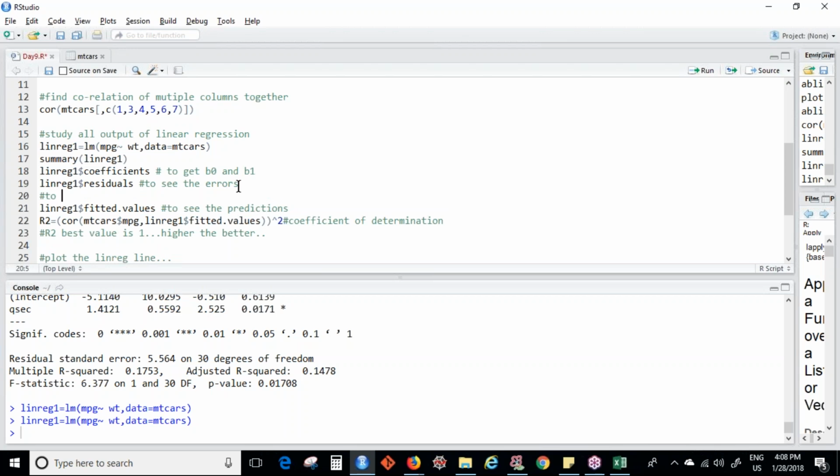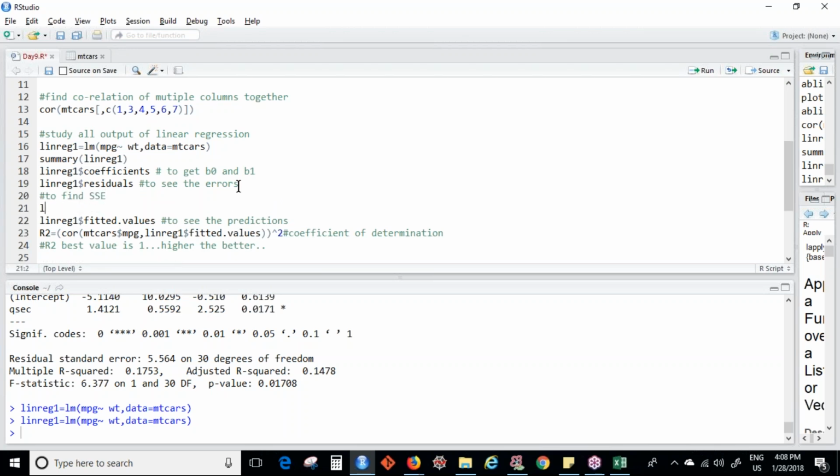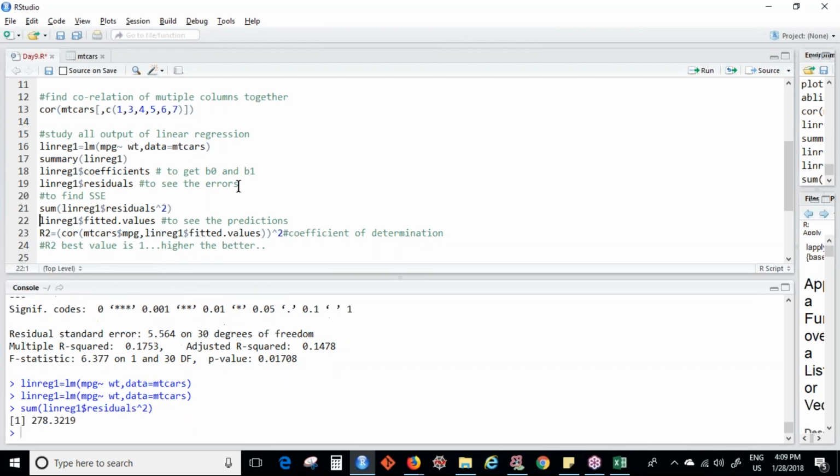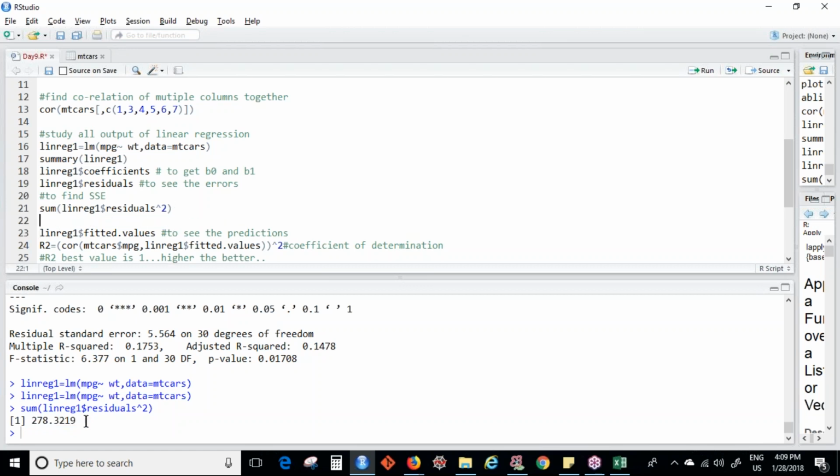So to find SSE, what you can do, you can take linreg1 dollar residuals and you square it and then take the sum of everything. Okay, I take the sum of everything. If I run this, this is the value of sum of squared error for the first model.